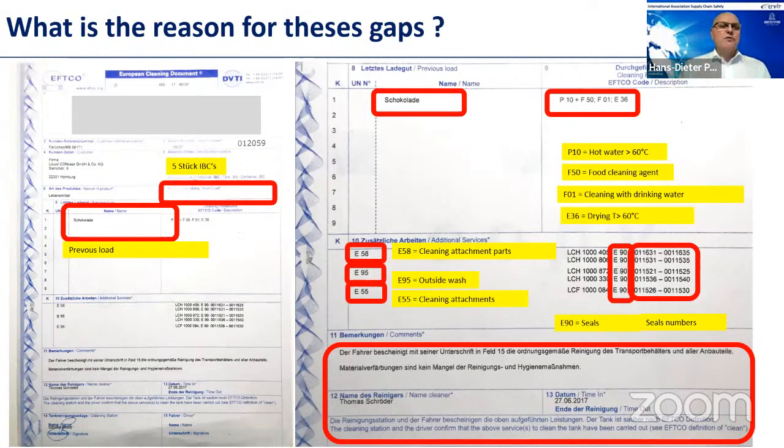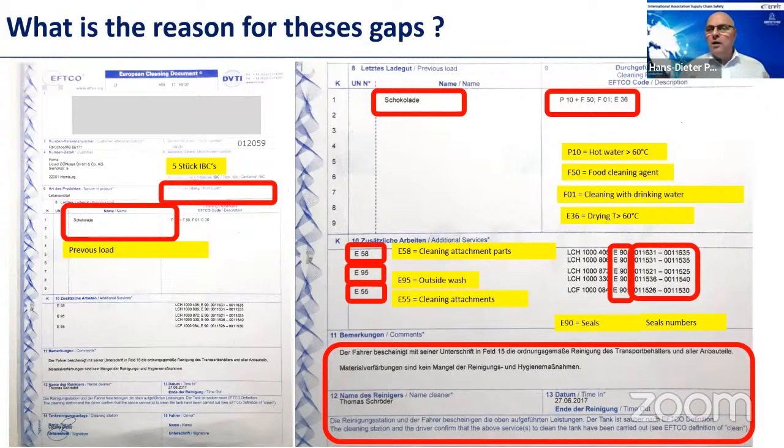On the left side, you see information about the previous loads and so on. P10 sounds like a program number 10. What do you think when you are working as a quality manager in the factory? A program is a cleaning program, maybe a pre-wash, a main wash, a rinse, a drying, a testing, something like this. But you can forget it.